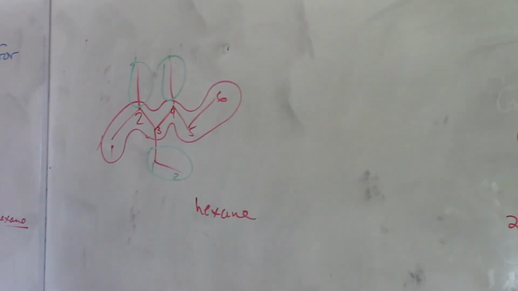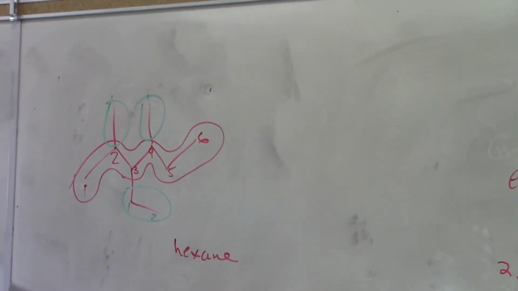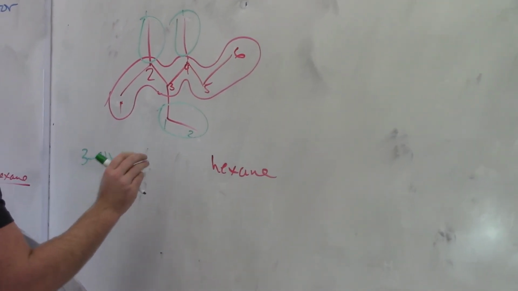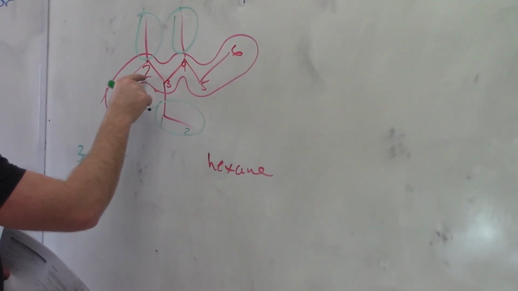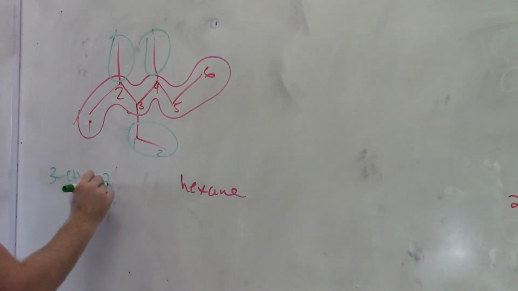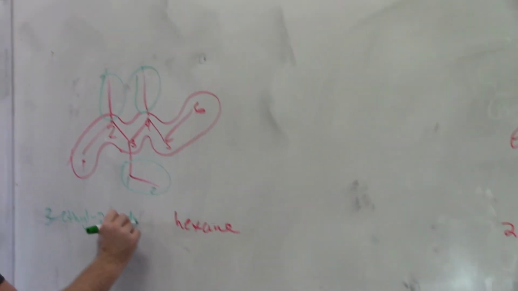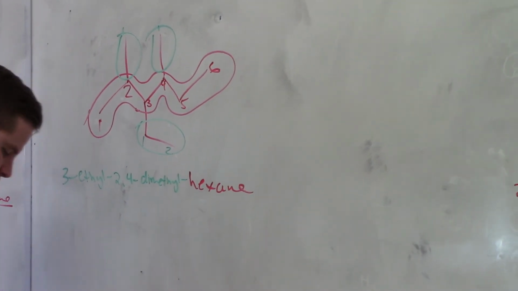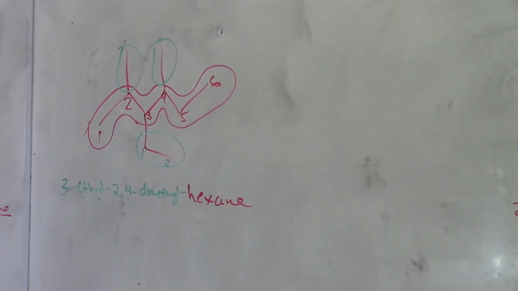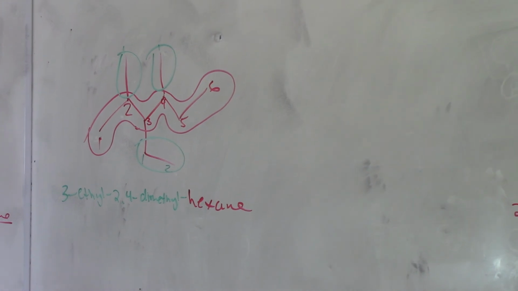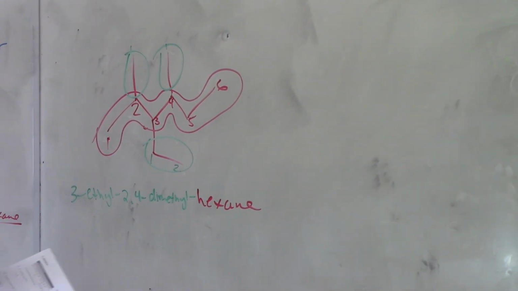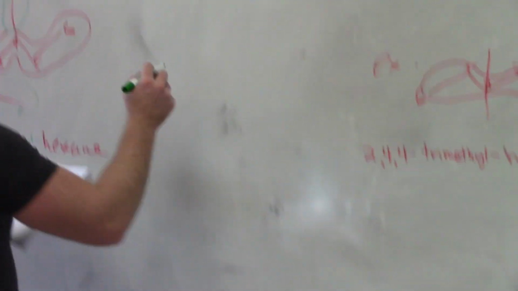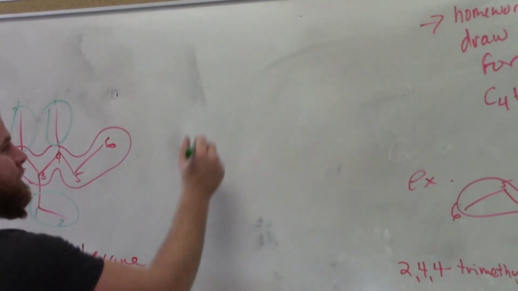That's 1, 2 carbons. That's 1 carbon, 1 carbon. All right, so I have an ethyl group. So this is 3-ethyl. And then this is on carbon 2 and carbon 4. That's 2, 4 dimethyl hexane. All right. I want to give you 2 more here of alkanes, and then we'll be done for this lecture for the day.